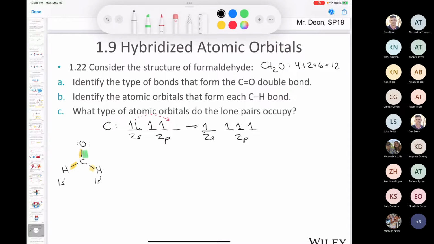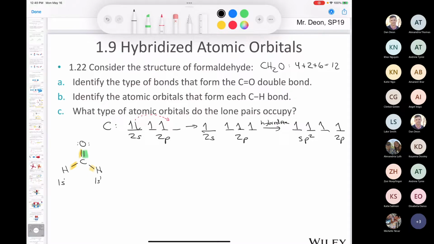However, we need to form 3 sigma bonds and 1 pi bond. So how many orbitals do we need to hybridize? All 4, 3, 2, who can give me a number? Anybody? How many would we need to hybridize? Exactly. Thanks, Clinton. We need to hybridize 3 of them, 1, 2, 3, to make 3 degenerate sp2 orbitals, and then we've got a 2p left over.